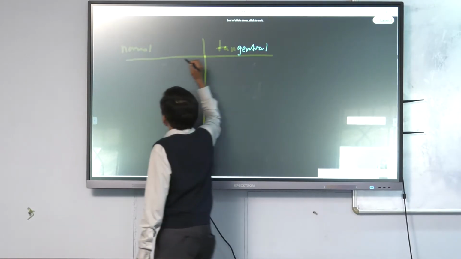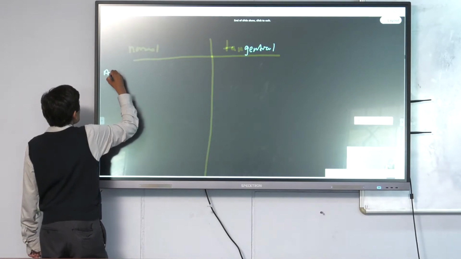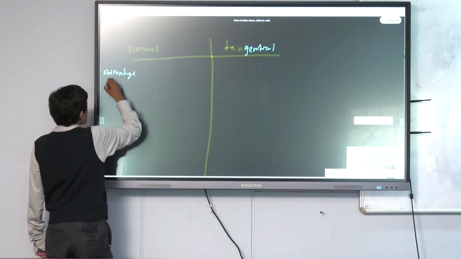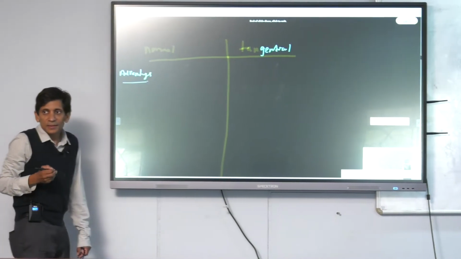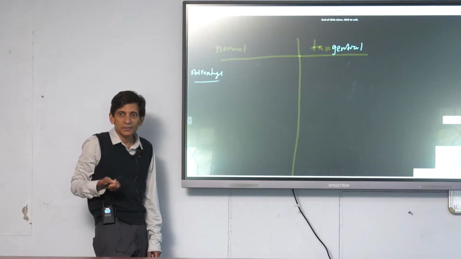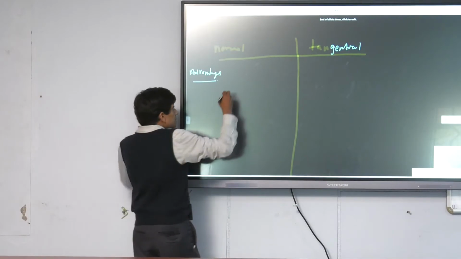So normal and tangential. So for normal flow, let's put these as advantages, right? So what are some of the advantages of normal flow? Anybody? Less, that's a good point, yeah. Probably less. Yes, less aggregates.